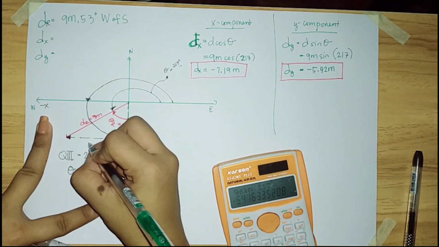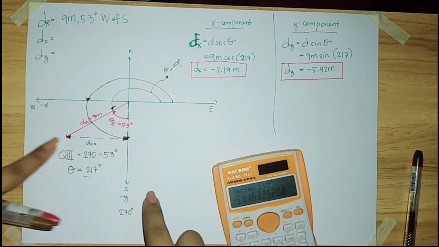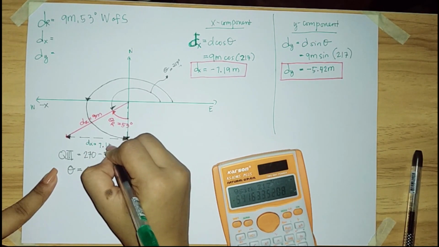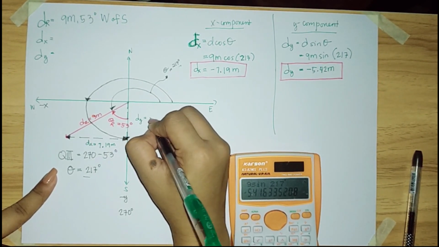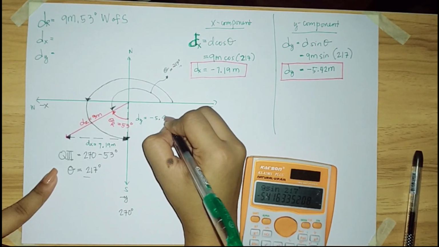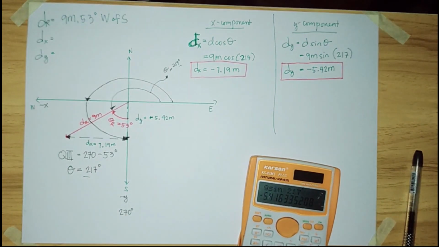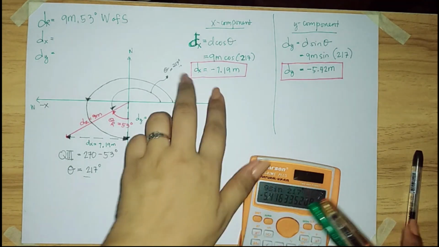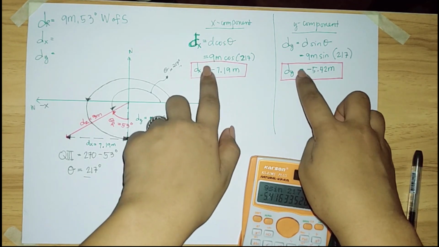Let me label this one for d sub x. Why is it d sub x? Because it is horizontal, it is the one on our x-axis. It's negative 7.19 meters. And this is for our d sub y. This is negative 5.42 meters. Oh, sorry, it should be 5.54 meters. If we use only these values, they should have negative signs because the negative sign indicates the direction.